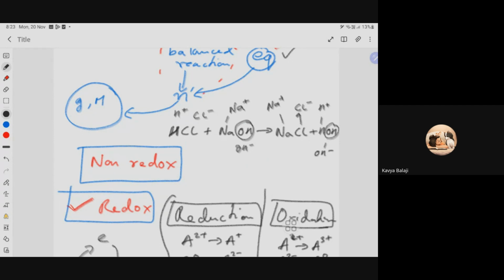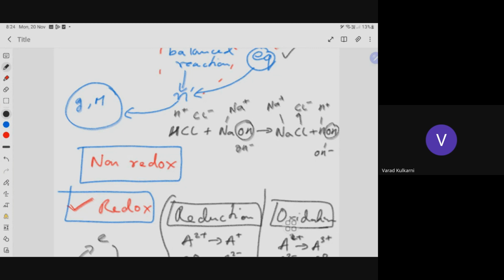So did any species lose or gain electron? No, it did not. Right, guys? Yes, sir. So pretty much, technically, if one has to say, there is no reaction actually which has happened. Everything was H plus, Cl minus, Na plus, OH minus, and that's the same thing which is there in the solution after this also.